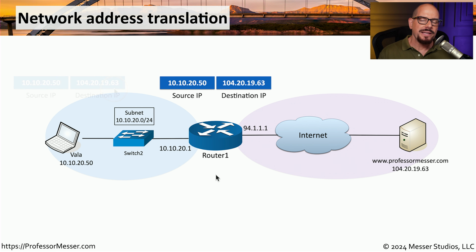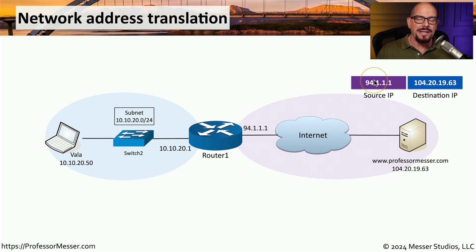This packet will first hit a router that is configured with network address translation. This router knows that the source IP address of 10.10.20.50 is an internal IP address, and we can't use this IP address if we want to communicate out to the internet. So this router will change or translate that address to something different. This router already has a list of IP addresses that could be used, and in this case, it's changed that IP address to 94.1.1.1. Now we have a public IP address, so now we can communicate directly to the Professor Messer web server.